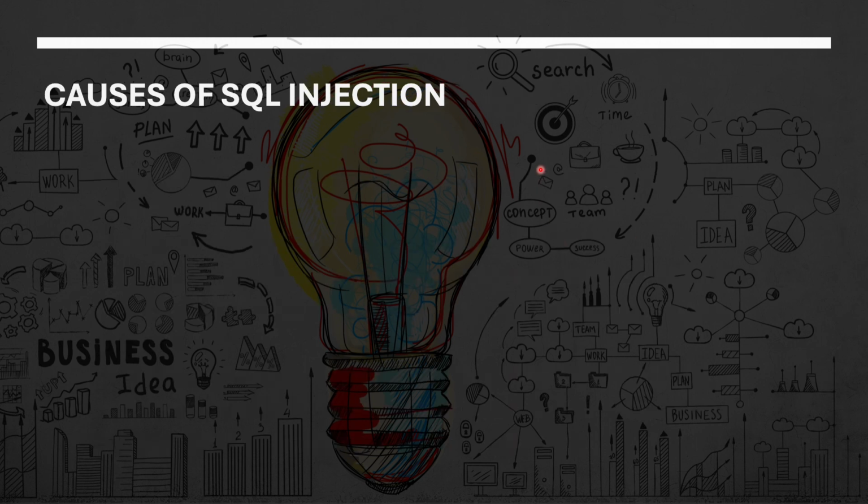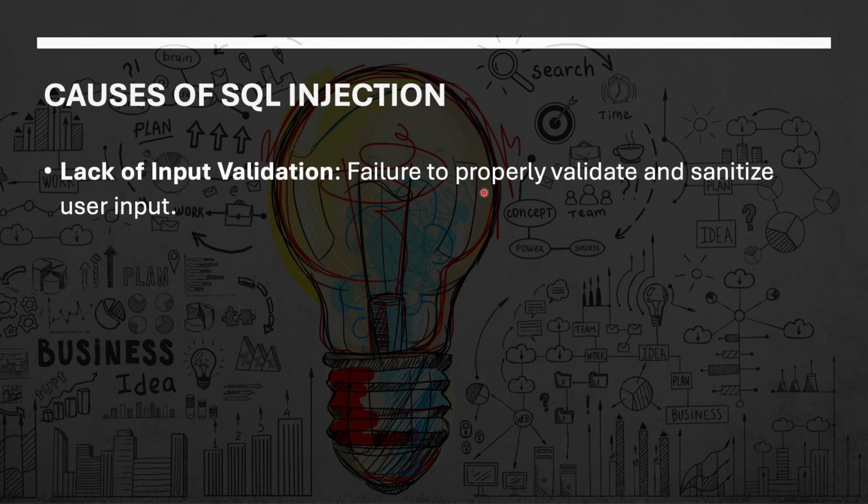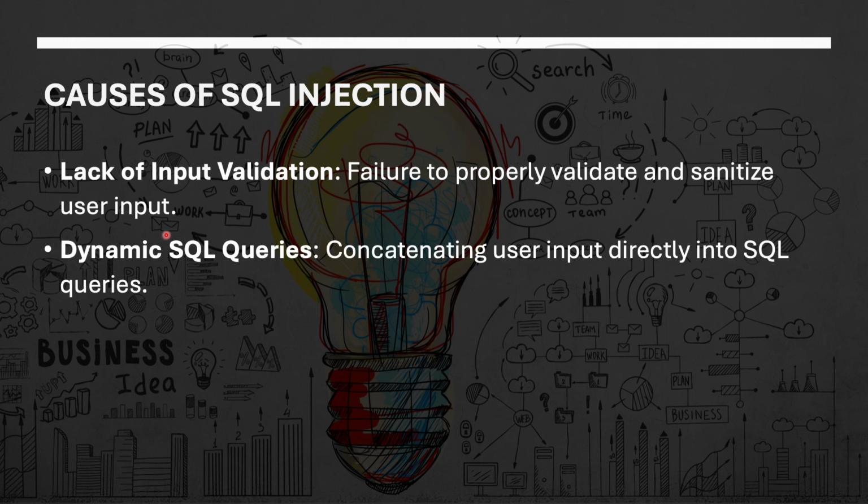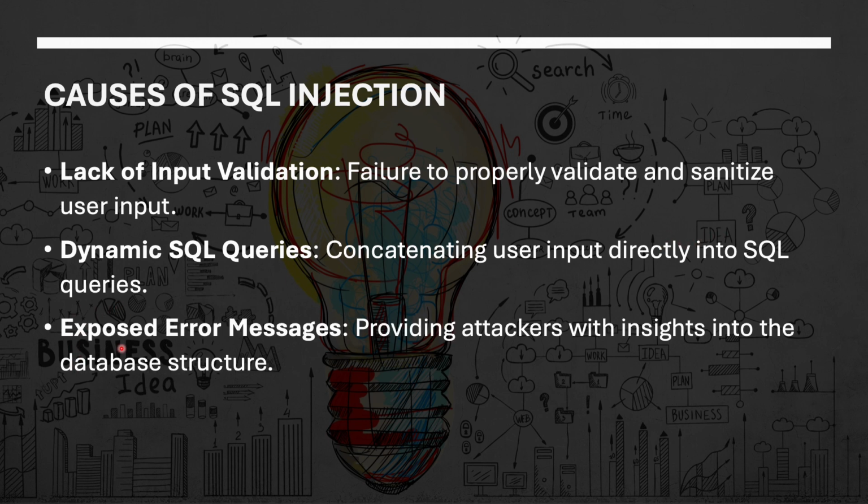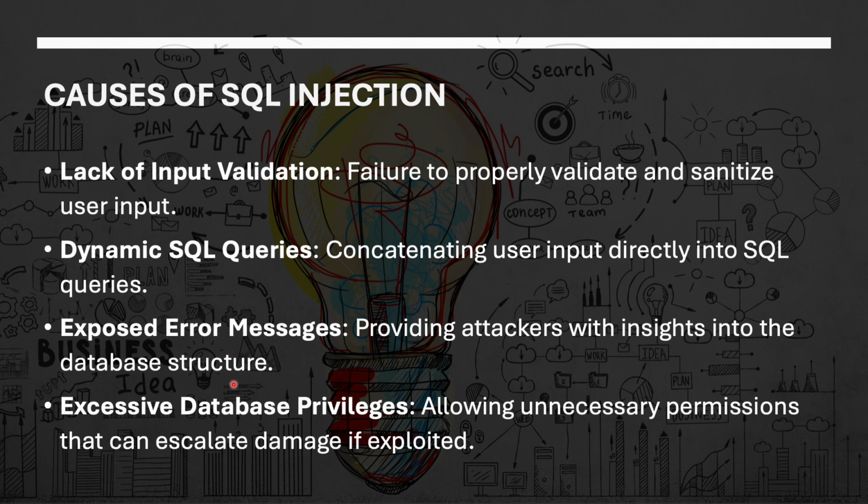So why do these vulnerabilities exist? The main causes include lack of input validation. Applications don't properly check or clean user input. Or use of dynamic SQL. Directly including user input in SQL strings is a major risk. Also, we have exposed error messages. This can unintentionally reveal database structure to the attackers. We also have excessive privileges, like allowing unnecessary permissions that can escalate damage if exploited. Understanding these causes helps us take the first step toward prevention.